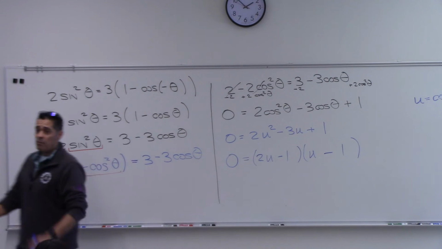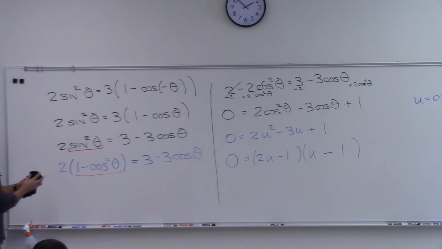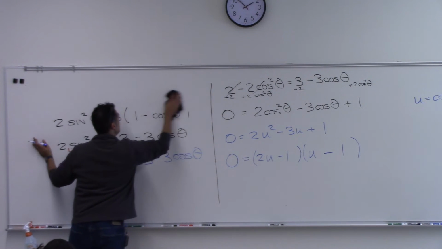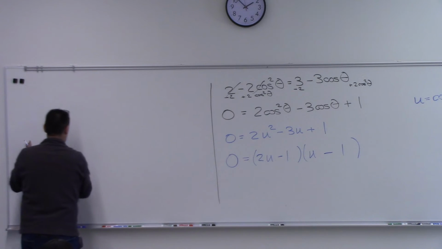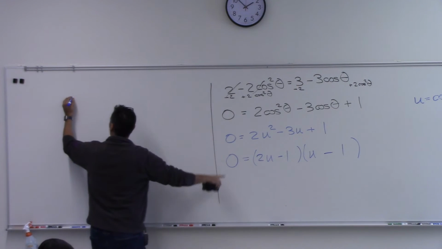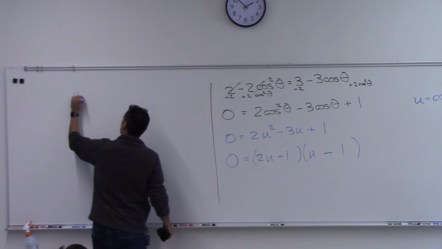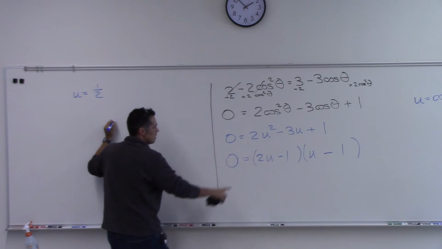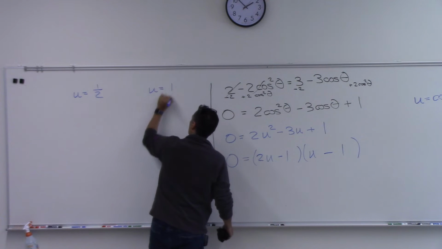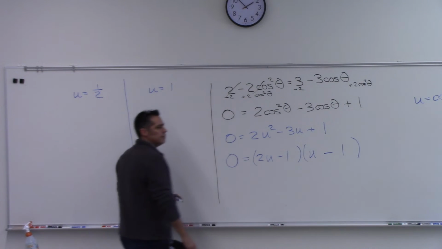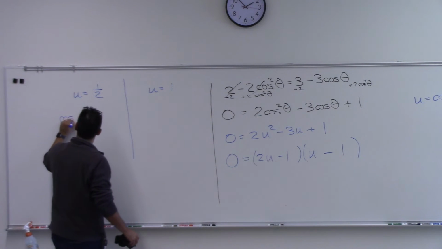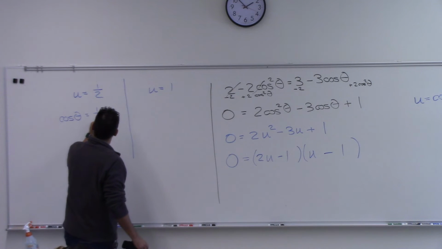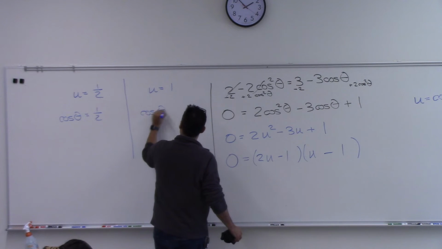All right, now that we have that, we set each of those equal to 0, right? Each of those equal to 0. I mean, these problems are only taking us 20 minutes, 30 minutes, right? So when I set those equal to 0, I get u is a half, and the other one is u is 1. But what was u? Cosine theta. So I get cosine theta is a half, and cosine theta is 1.